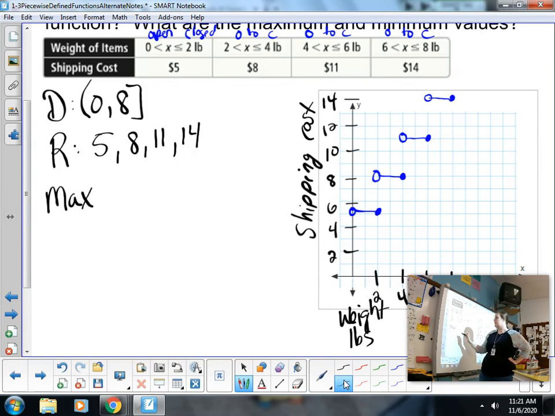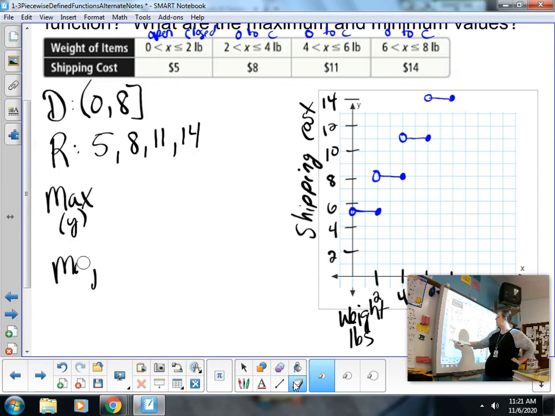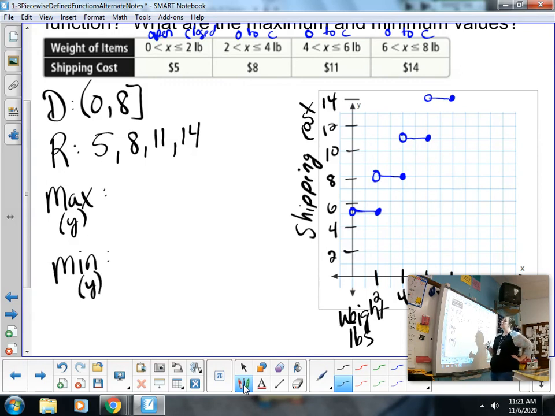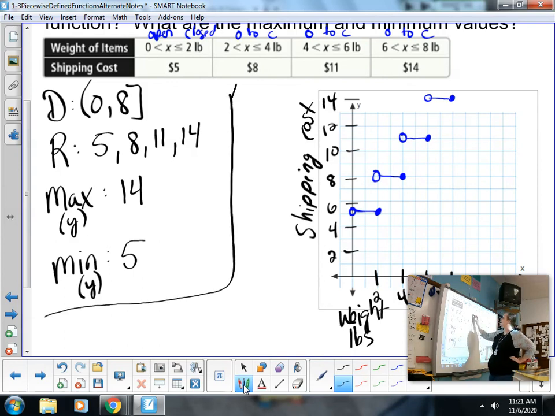For the maximum and minimum values, you are naming the y's. Anytime they ask you about the maximum or minimum, you're naming a y value. The x would be the location, but the actual value for the maximum or minimum is going to be the y. So the maximum y would be the maximum shipping cost, and according to this model, my maximum shipping cost would be $14. My minimum shipping cost would be $5. So there's all the additional information that they asked for in this problem.